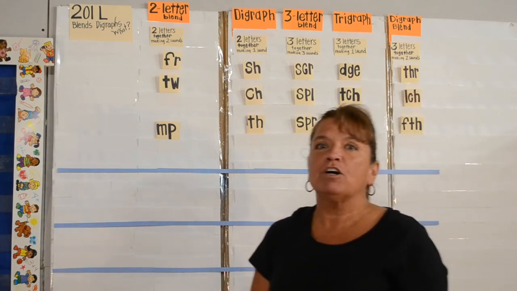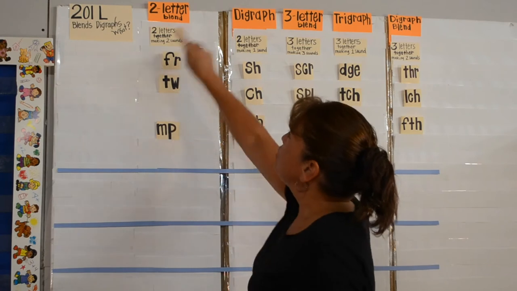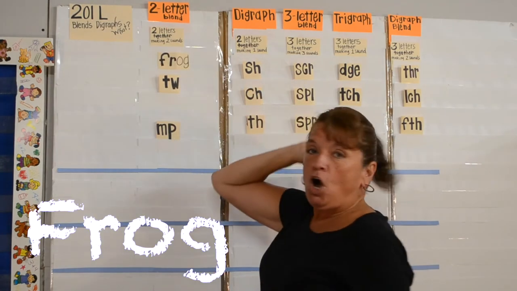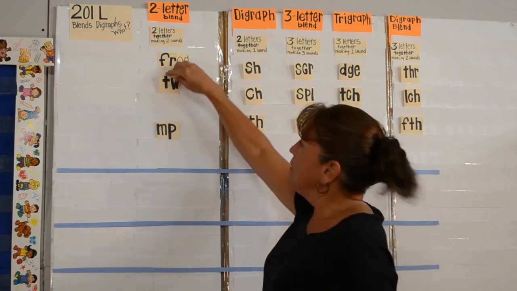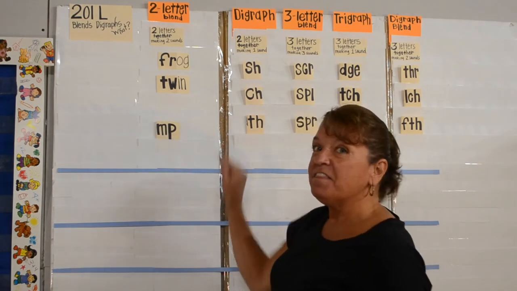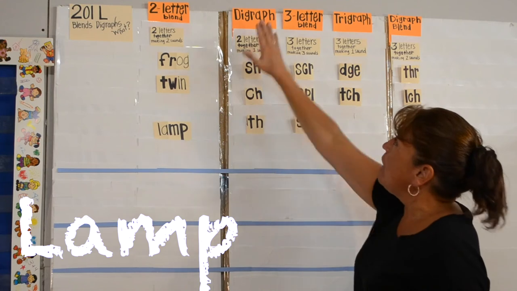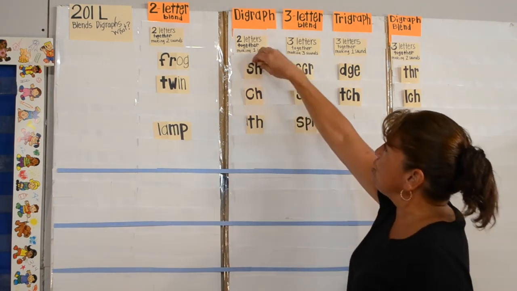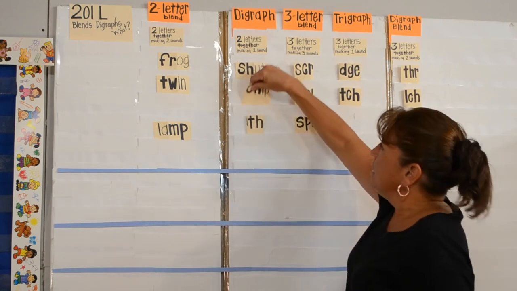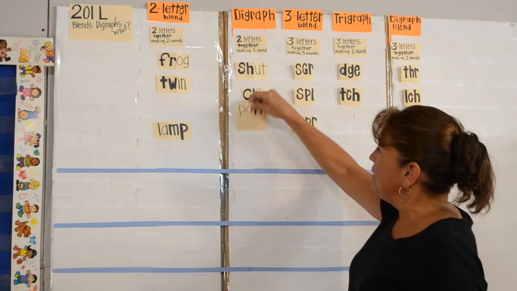So let's go back now and check out the words made by these different components. Two-letter blends. Fr, frog. Tw, twin. Mp. This two-letter blend we're going to find at the end. Lamp. Our digraphs. Sh, shut. Ch, chip.